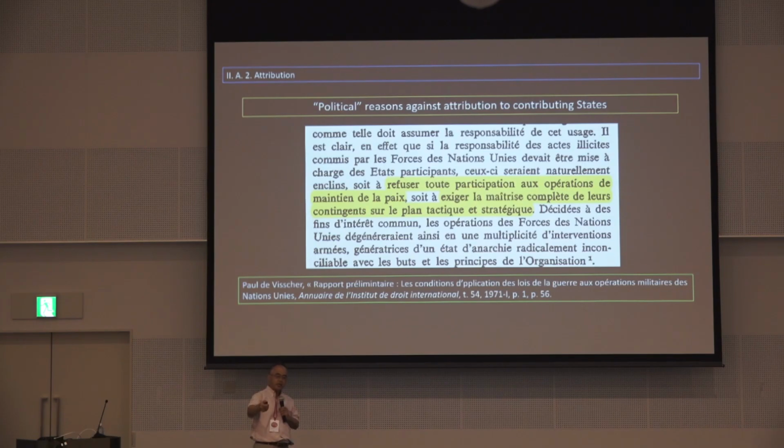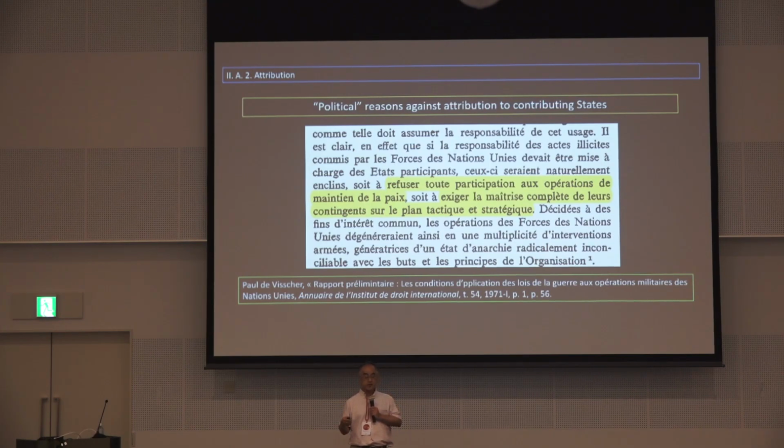If acts of soldiers are attributable to the contributing states, not to the United Nations, but to the states, what should happen then? Suppose that Malaysia sends soldiers to a peace mission, and those soldiers do something, and those acts are attributable to Malaysia, and Malaysia is considered to be responsible for that. What would happen?